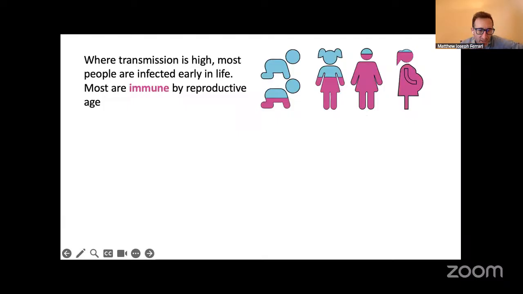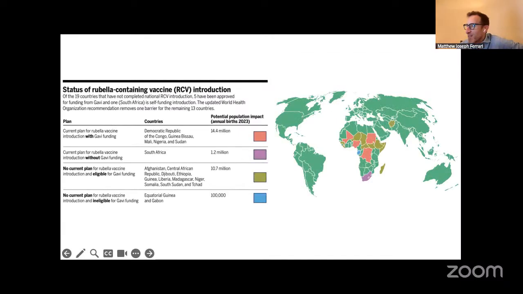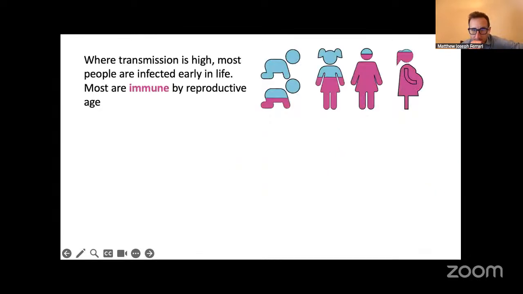And I should note that Nigeria is on the list there, highlighted as one of the countries that had, at the beginning of this process, not yet introduced rubella vaccination. But Nigeria is one of the countries that is in the process of rolling out rubella vaccination now, in some part as a result of the changes to some of these policies.